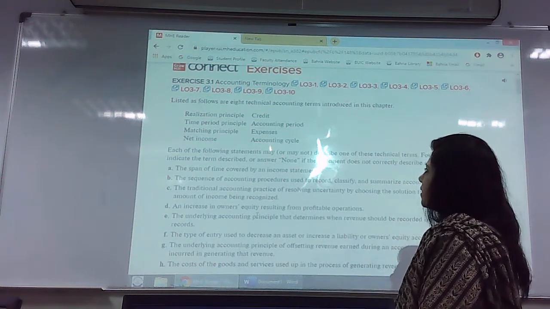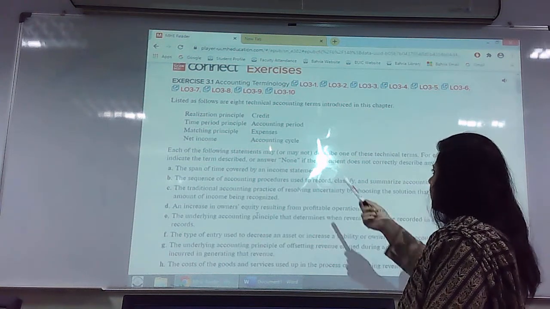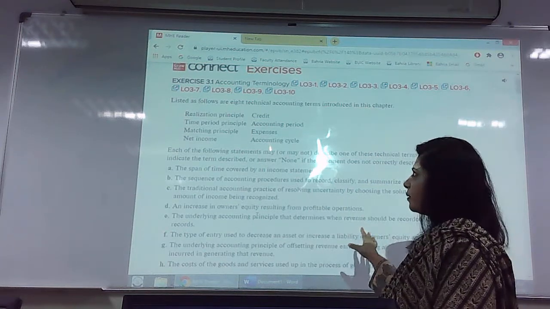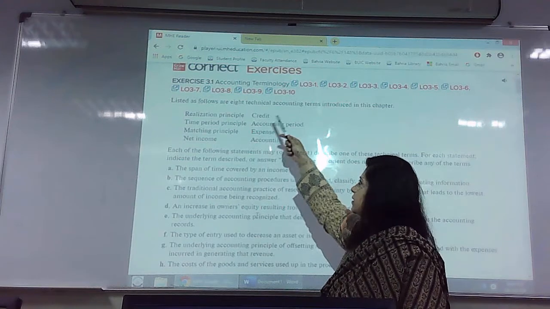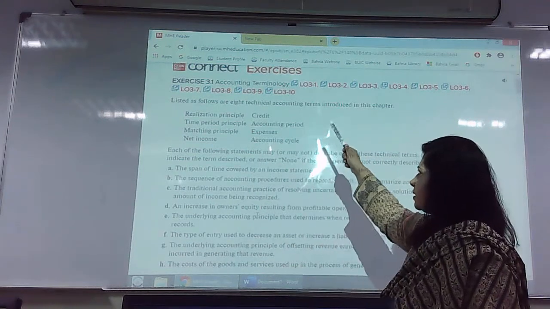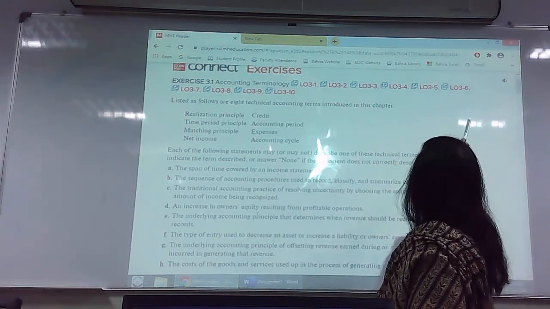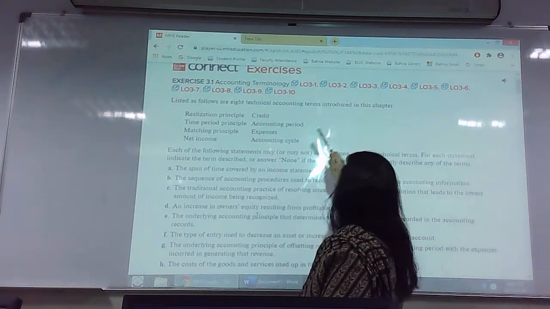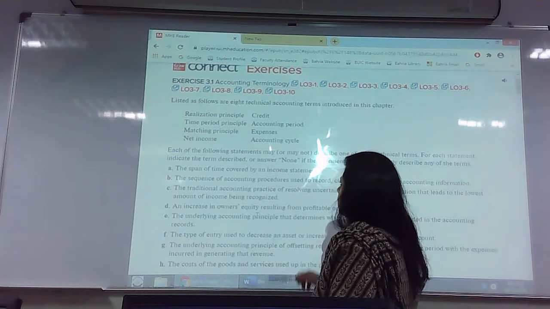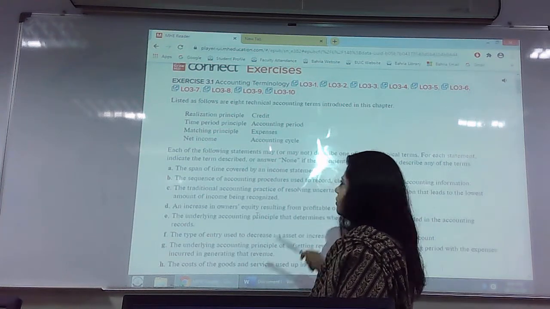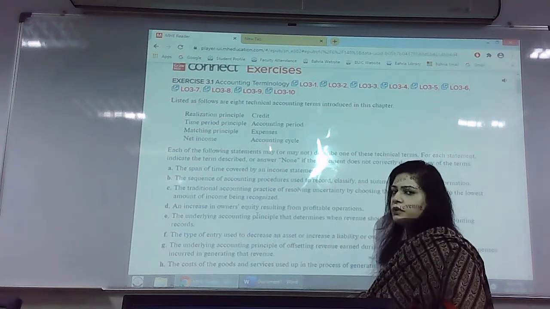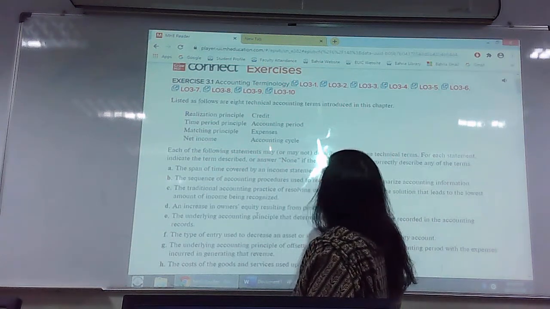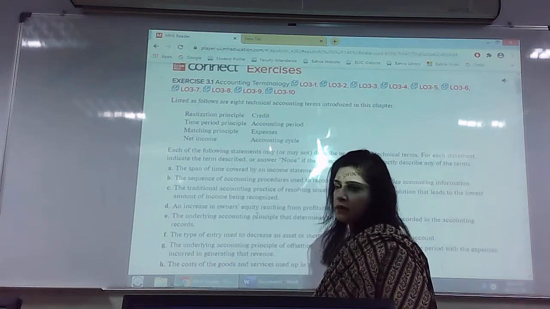Now 3.1 says that listed as follows are 8 technical accounting terms. This is chapter 3, pertaining to learning objectives 3-1, 2, 3 and up to 3-10. So, 8 technical accounting terms. Technical means the things that you don't really get to hear about on a daily basis. In this chapter, realization principle is one of them too.